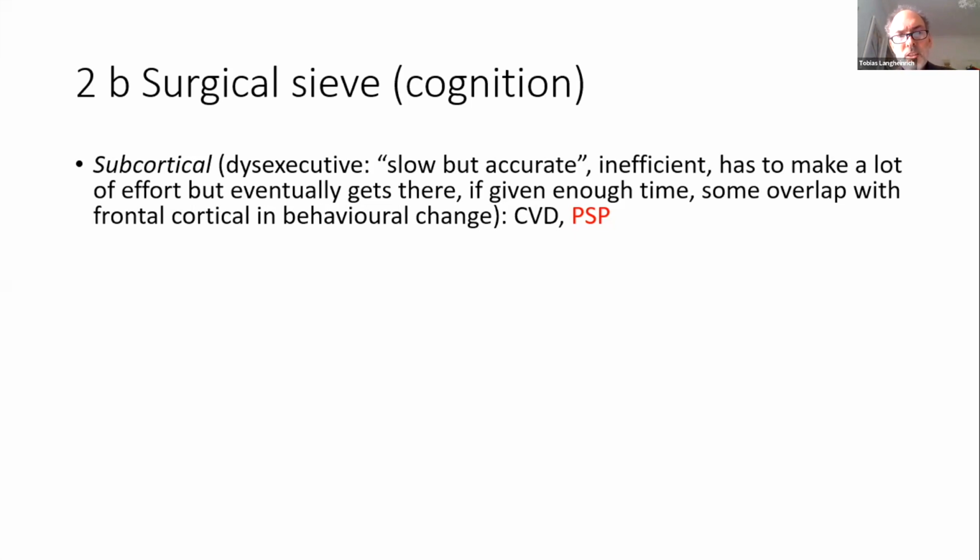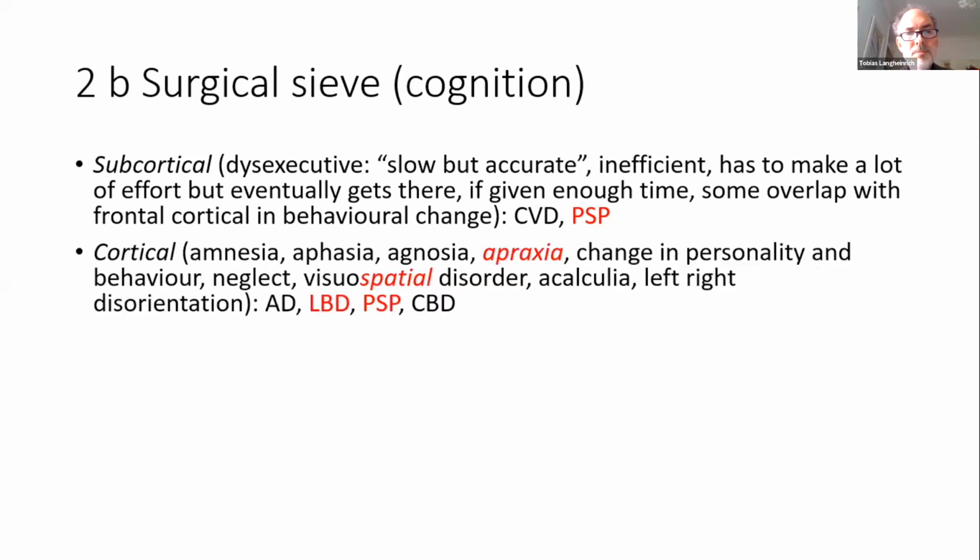So a typical subcortical disorder would be cerebrovascular disease, but again, PSP, what I mentioned before, the progressive supranuclear palsy. Cortical disorders cause typical fancy neurological syndromes: amnesia, aphasia, agnosia, apraxia. I've highlighted apraxia because the corticobasal syndrome causes apraxia, and that may not only involve arms, it may also involve legs, and that's why people may then have difficulties with their gait for cortical disorder.